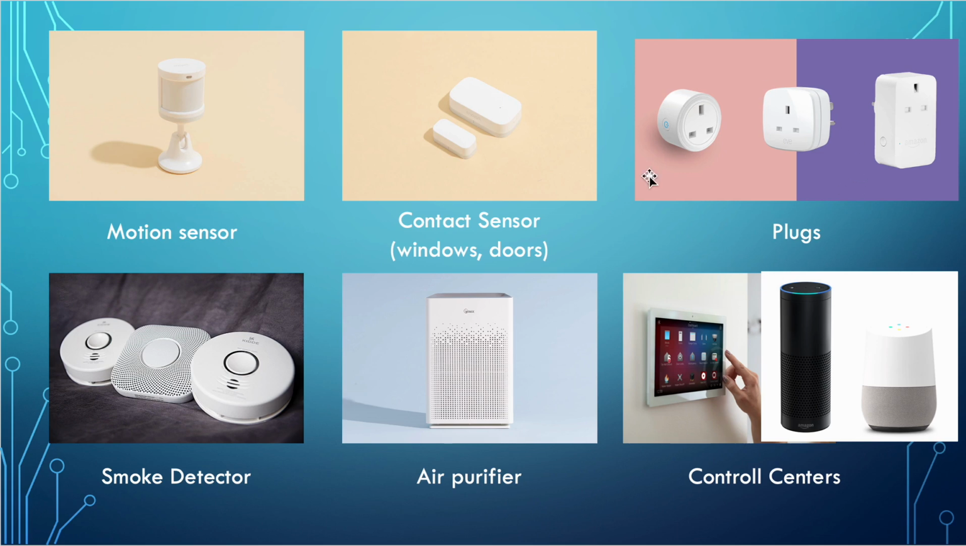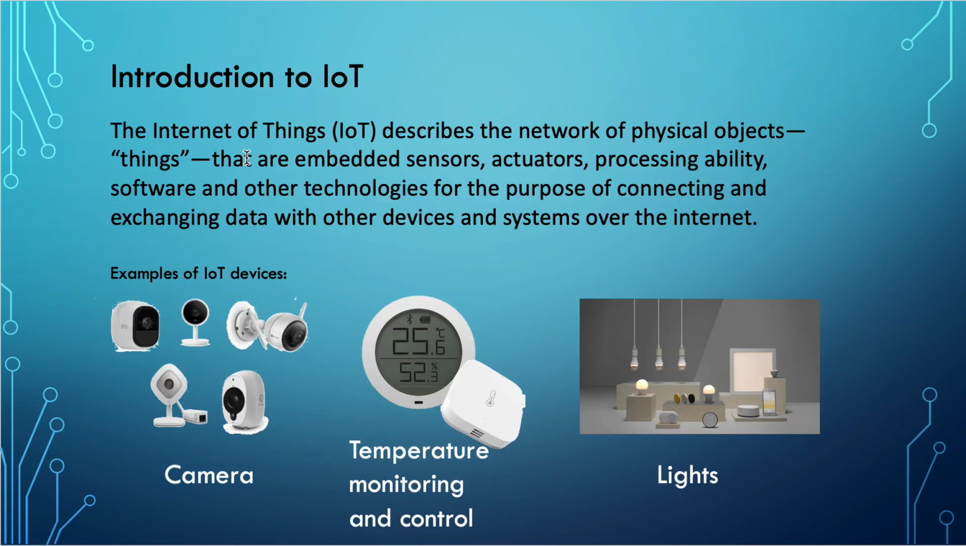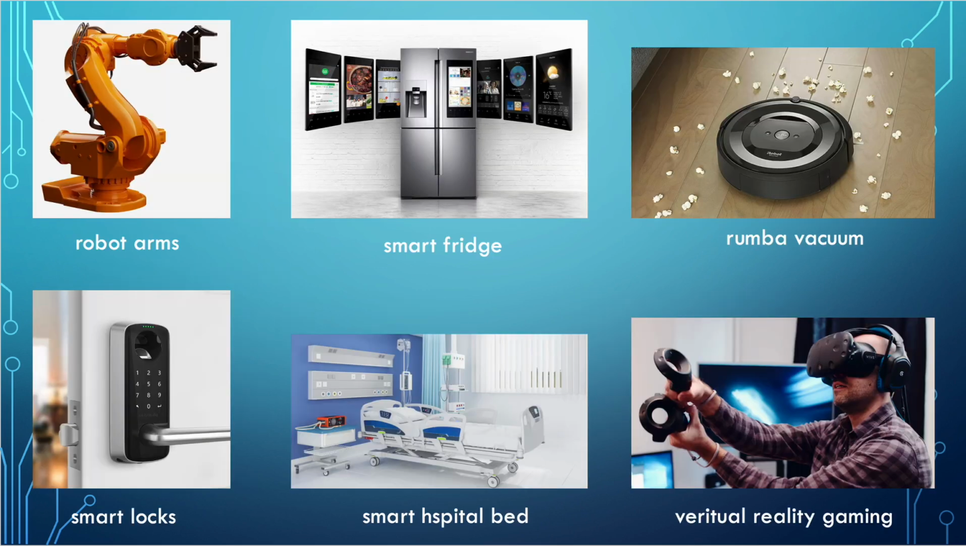For example, if you take smart plugs, yes, you can pack it with many sensors to detect many things, but there will be only one feature, switch on and off and so on. So contact sensors, and the applications are a lot, but as a device itself, the function is only one. Next, we look at embedded sensors, actuators, processing ability, and software and other technologies working together to make IoT devices.